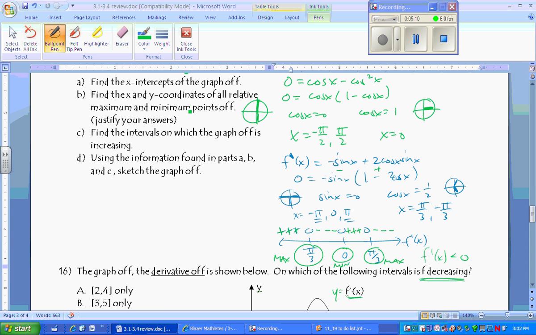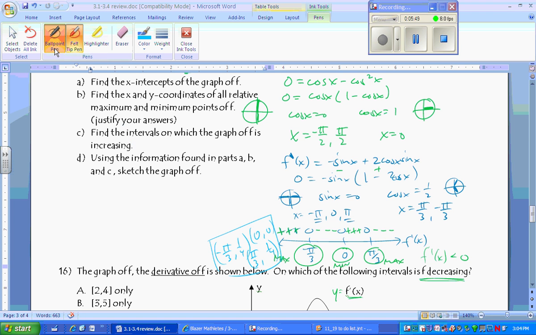So to find the x and y coordinates, we've got the x coordinates, we just have to plug these into the original function to find out what y is. Alright, so if you put negative pi over 3 into the original function, cosine of x minus cosine squared, you should get 1/4. So you get negative pi over 3, 1/4. Put 0 into the original function, you get 0 out. And put positive pi over 3 into the original function, you should get 1/4 out also. So those are our minimums and maximums.